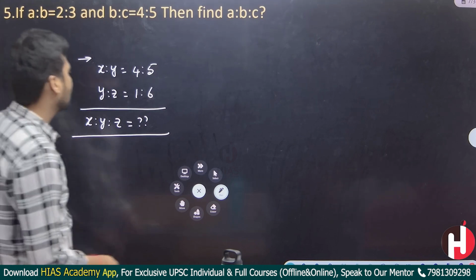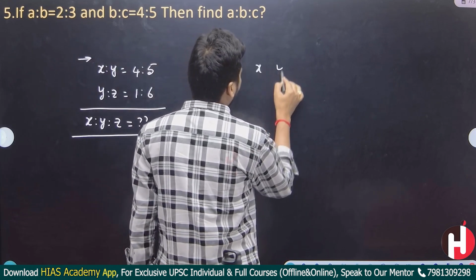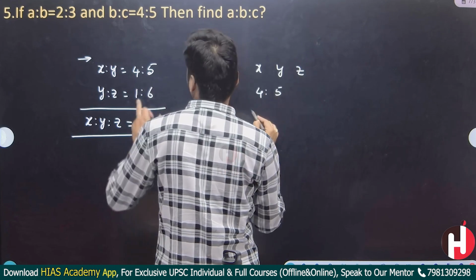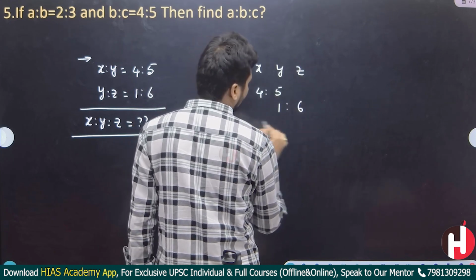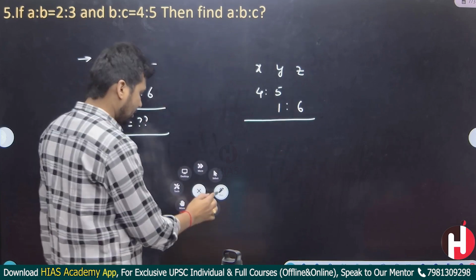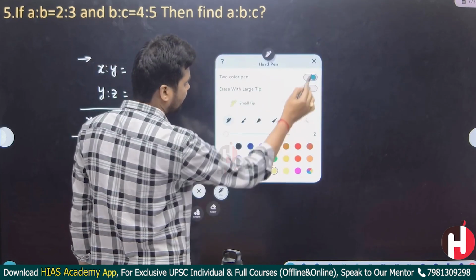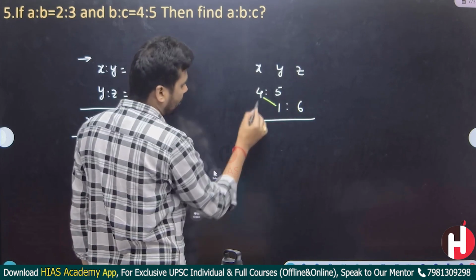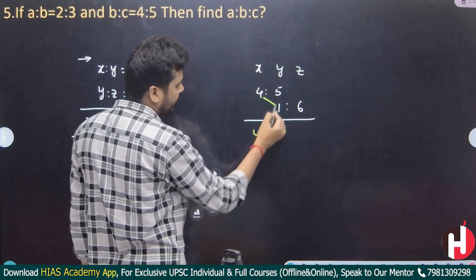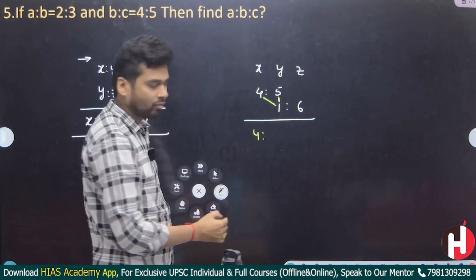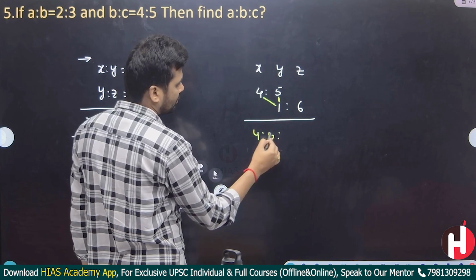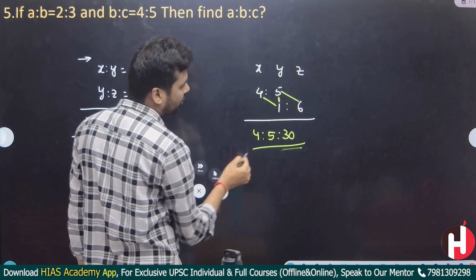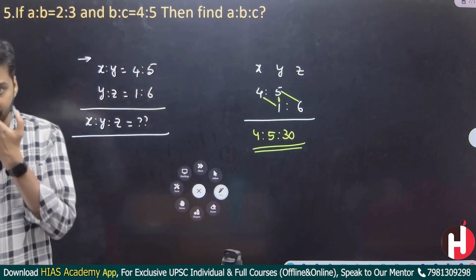Okay. So x is to y is to z we need to find out, right? x is to y value is equal to what? 4 is to 5. y is to z value is equal to what? 1 is to 6. So for x is to y is to z, it's very important you please see this. First you multiply these two terms: 4 into 1 is 4. Next you multiply these two terms: 5 into 1, 5. And finally, you multiply these two terms: 5 into 6 is what? 30. So 4 is to 5 is to 30.